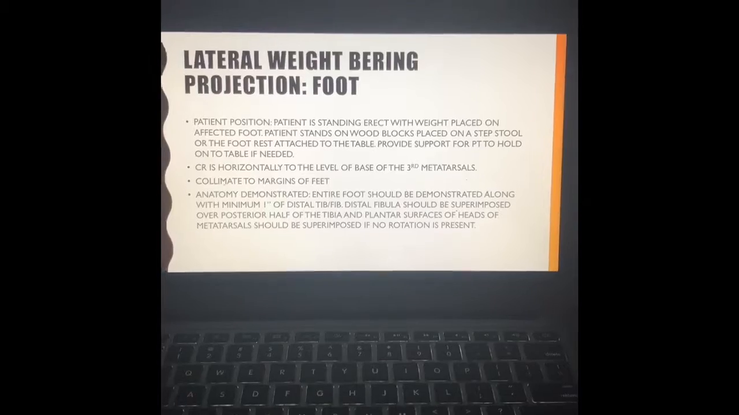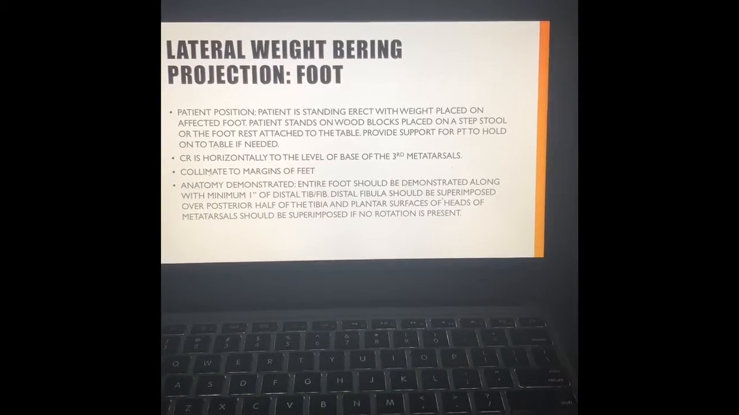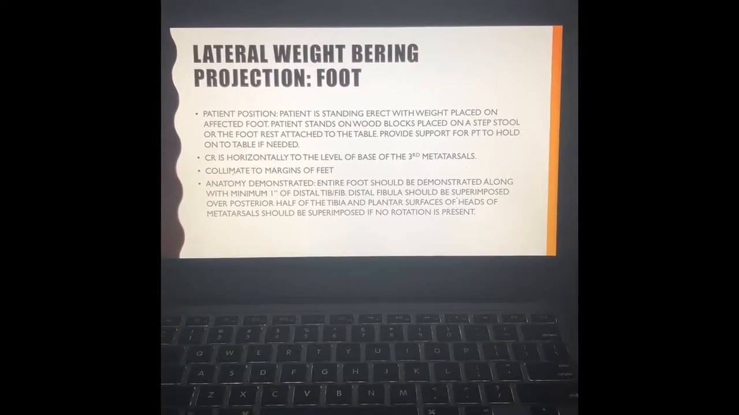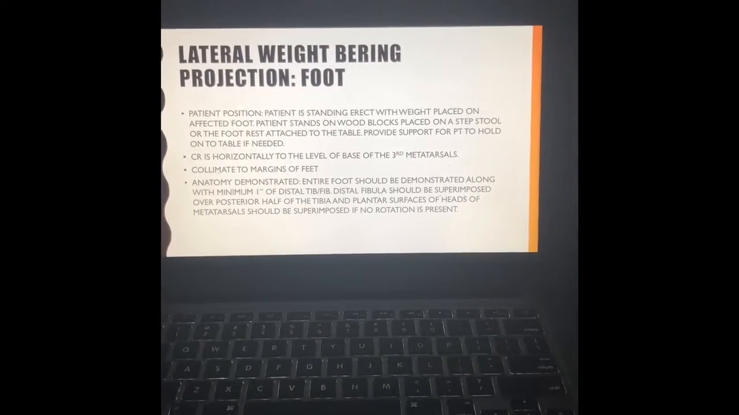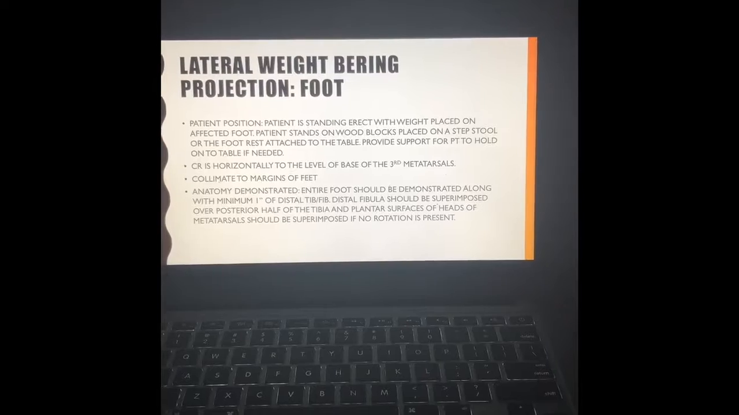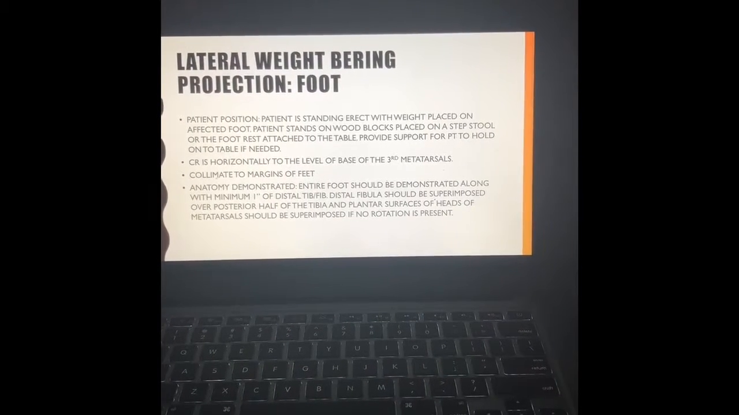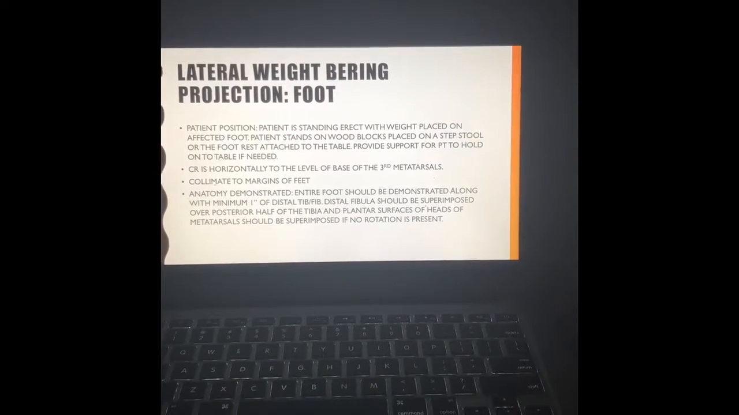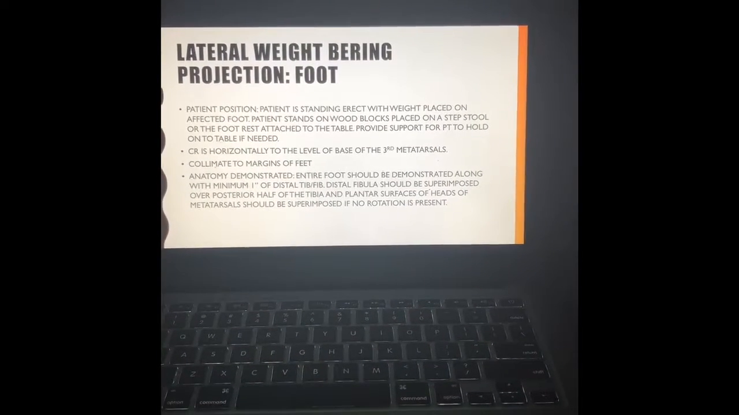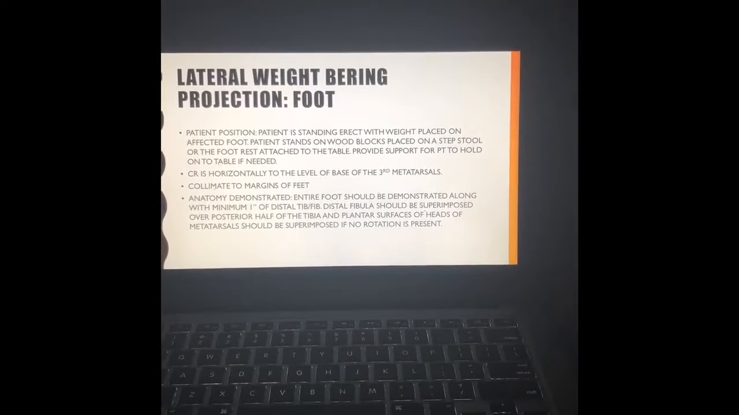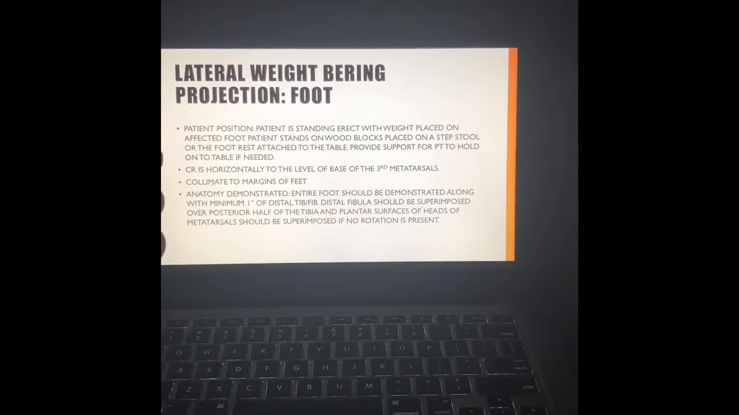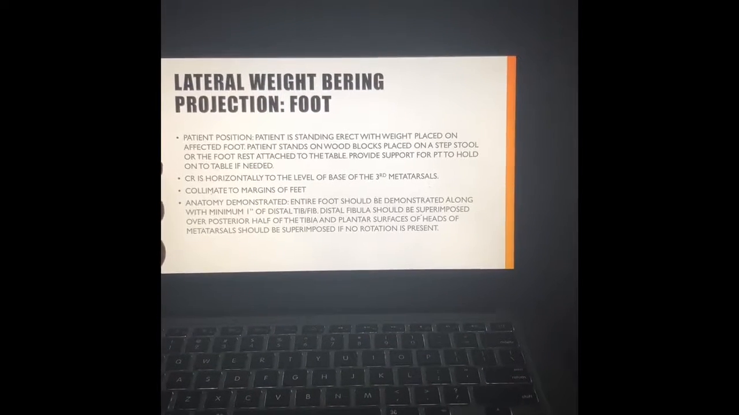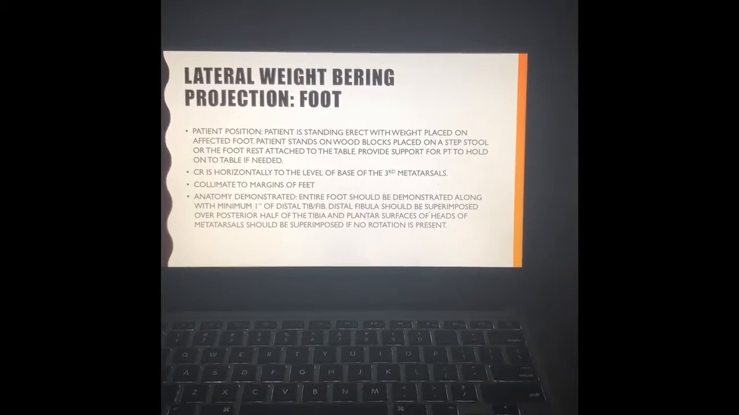Patient position. Patient is standing erect with weight placed on affected foot. Patient stands on wood blocks placed on a step stool or the foot rest attached to the table. You can provide support for patient to hold on to the table if needed. The CR is horizontal to the level of base of the third metatarsals. Collimate to margins of the feet.